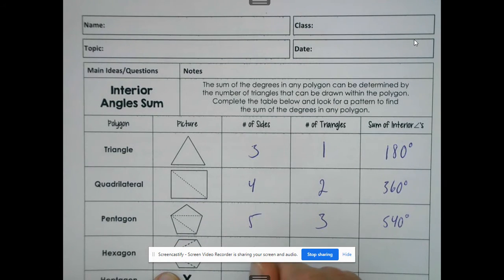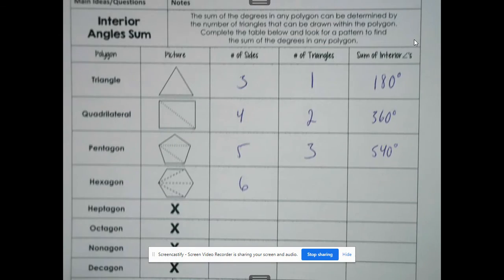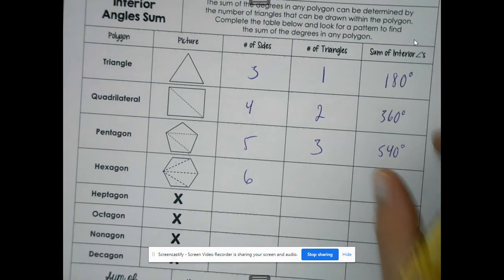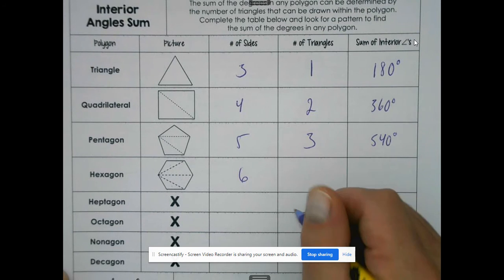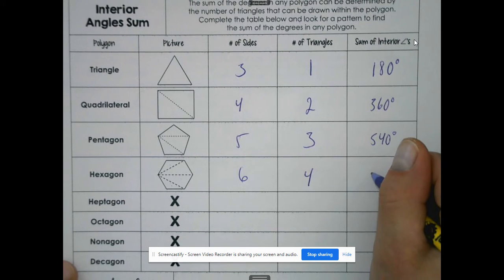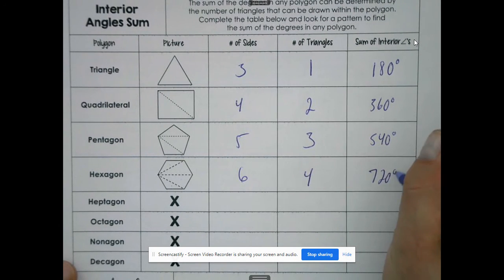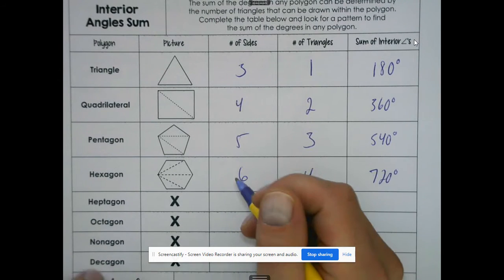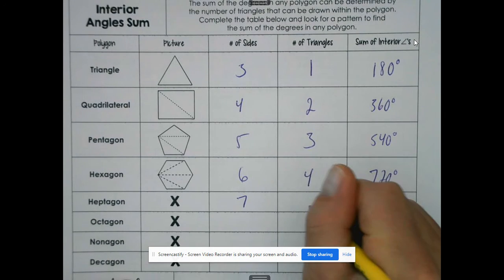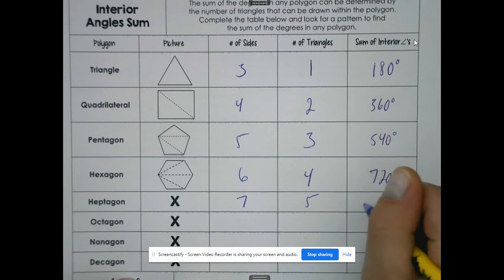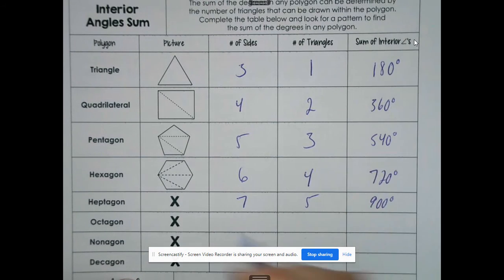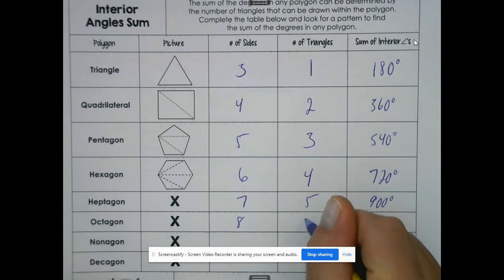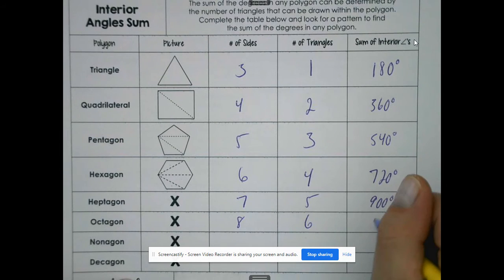Hexagon has six sides. You can draw four triangles in there. Four triangles, 4 times 180 is 720. All right, and the rest of them, a heptagon has seven. You can draw five triangles. 5 times 180 is 900. Octagon has eight sides. You can draw six in there. 6 times 180 is 1080.